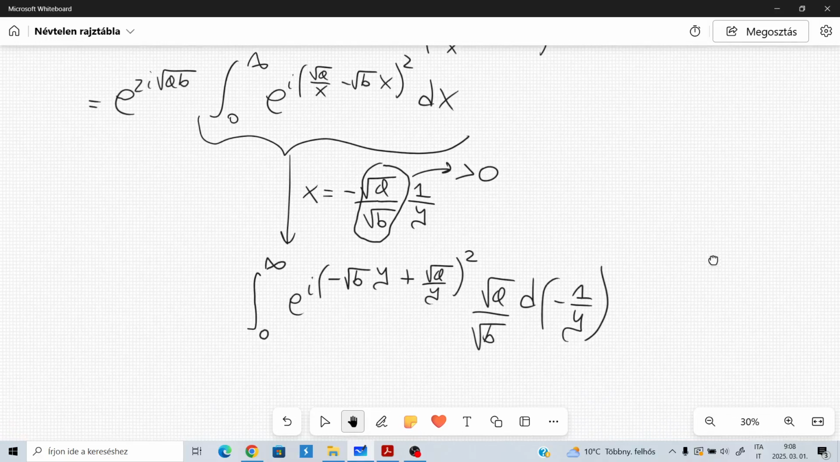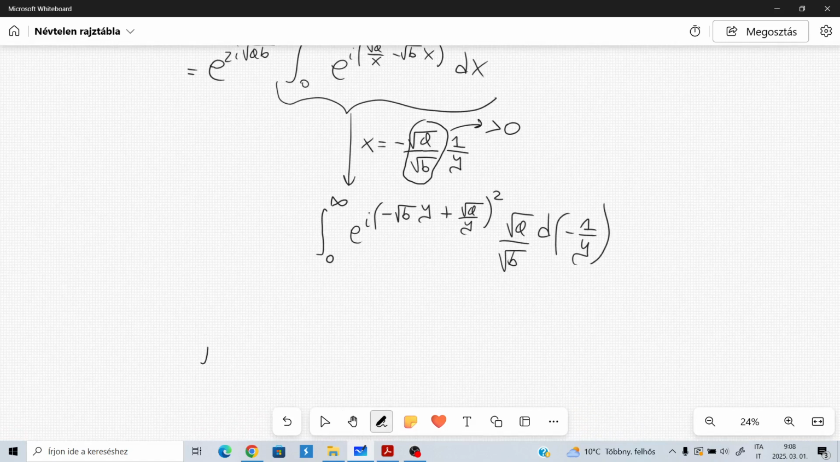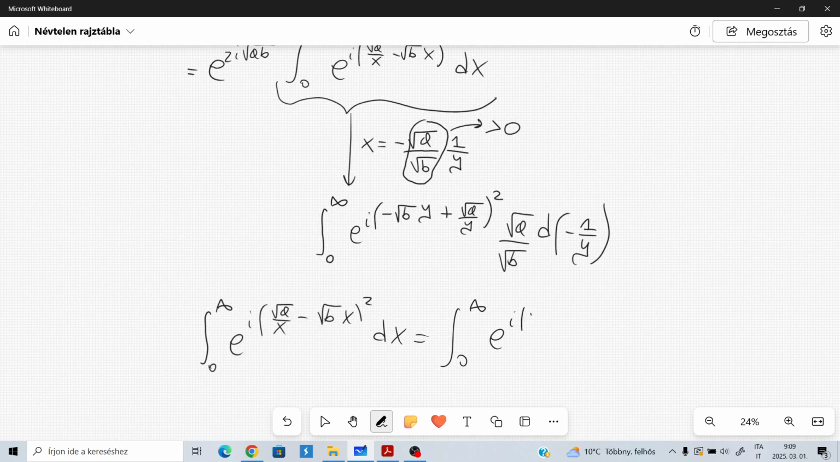Now, at this point, we have shown that this integral here is equal to an integral of this kind. And if you want, we can change our variable y back to the variable x. Let's do it. So we have an integral from 0 to infinity of e to the i times square root of a over x minus square root of b times x squared, dx. This is equal to the integral from 0 to infinity of e to the i, and then here we have the same thing, square root of a over x. So I am going to write this first, and instead of y, I replace x, minus square root of b x squared. Then we have a factor of square root of a over square root of b, but let me just write 1 over square root of b, and then I will put the square root of a inside the differential. So I have minus square root of a over x. In this case, I have to write x, right?